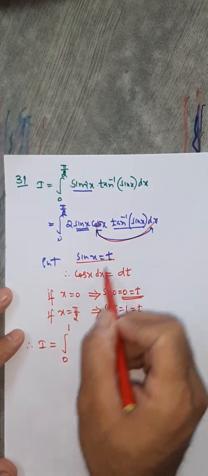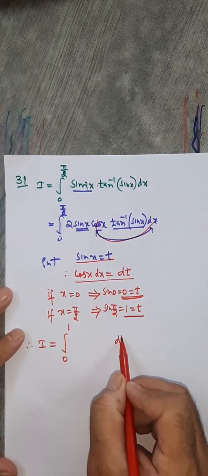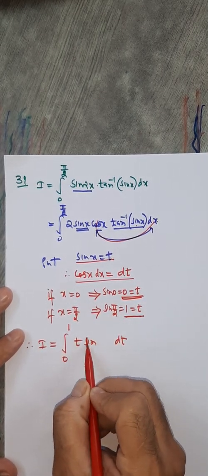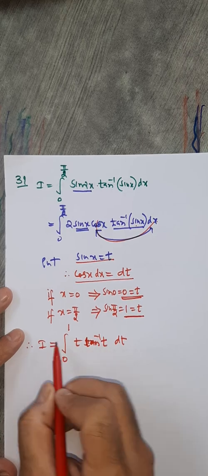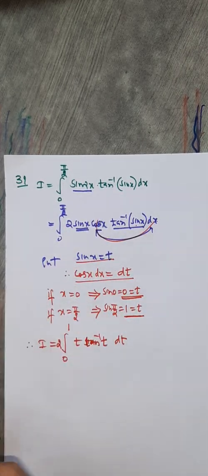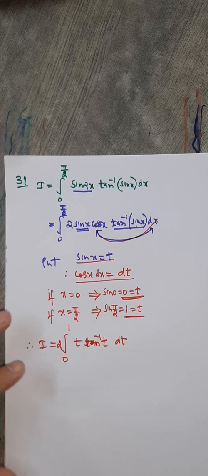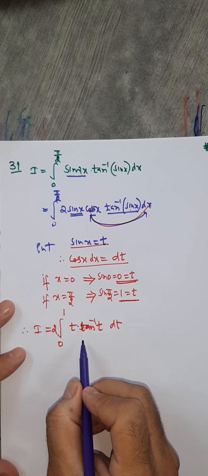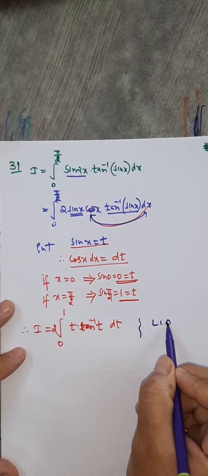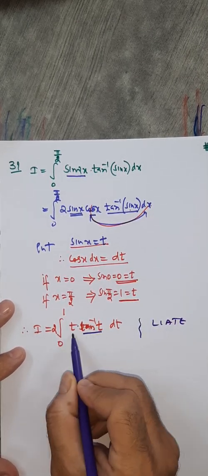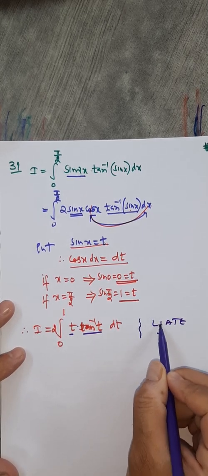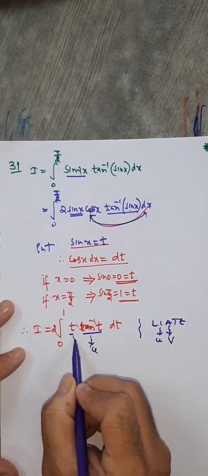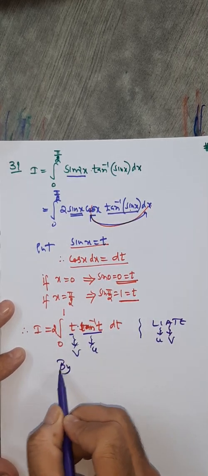This much becomes dt, as I told you. This is dt. This is t, this is also t. So it will be t tan inverse t, and 2 outside because it's a constant. Now we use integration by parts. So you recall the LIATE rule. Inverse and algebraic, so inverse occurs first. This is u, this is v here. So I'll do by parts.